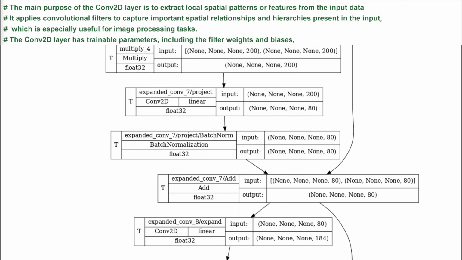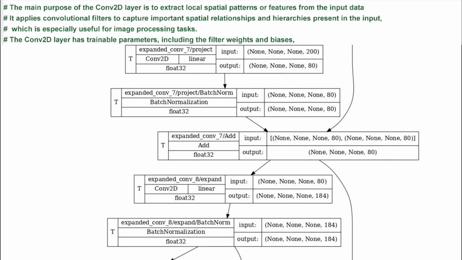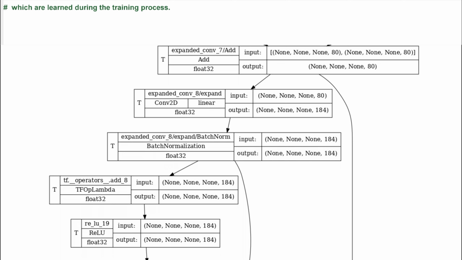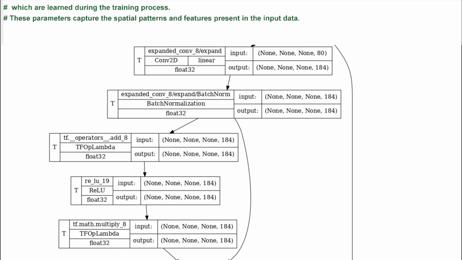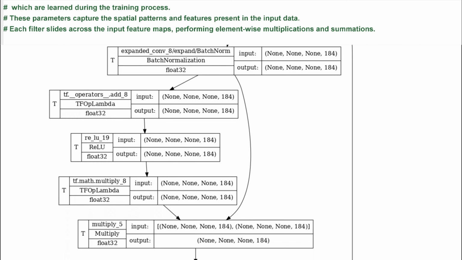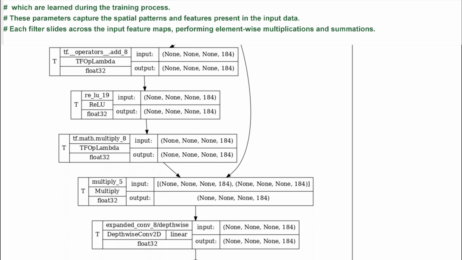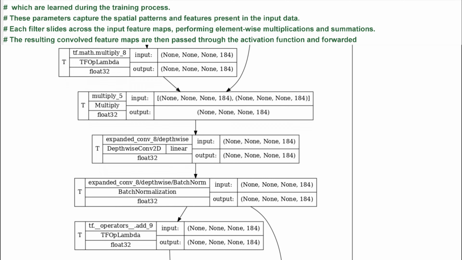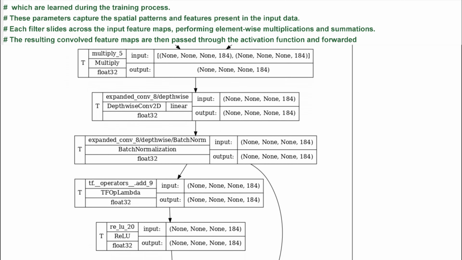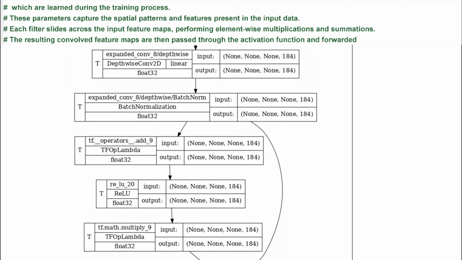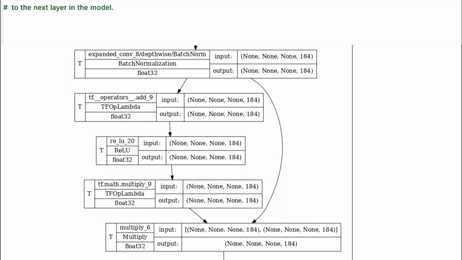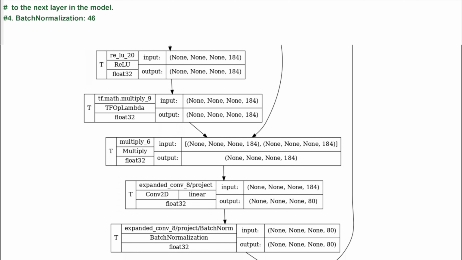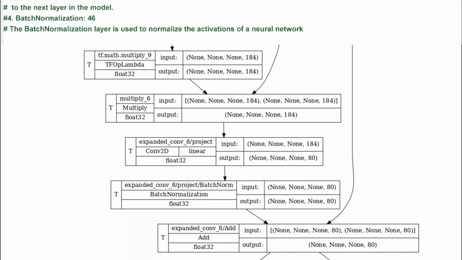image processing tasks. The Conv2D layer has trainable parameters, including the filter weights and biases, which are learned during the training process. These parameters capture the spatial patterns and features present in the input data. Each filter slides across the input feature maps, performing element-wise multiplications and summations. The resulting convolved feature maps are then passed through the activation function and forwarded to the next layer in the model. 4. Batch normalization, 46.